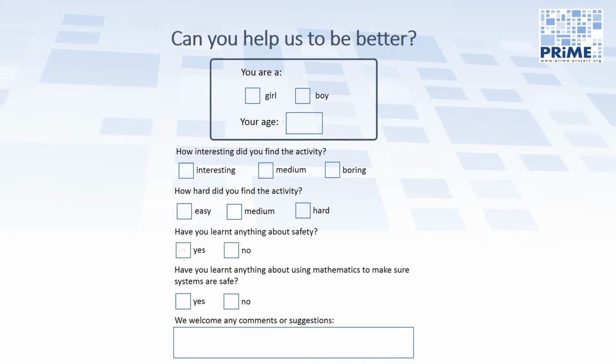The results showed almost equal participation of girls and boys. It also showed that 79% of participants found the activity interesting, and almost 100% said they learned about safety and how to use mathematics to make sure systems are safe.